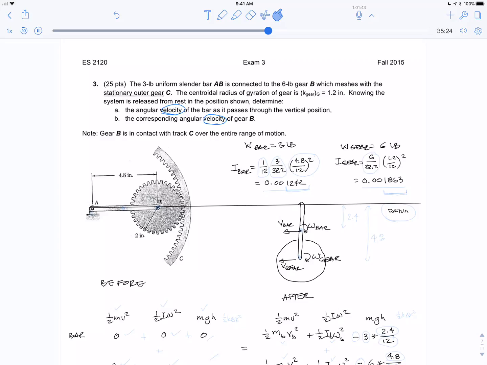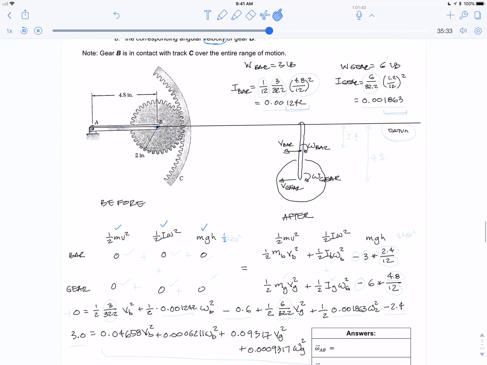And what it's going to involve is 1/2 mv squared, 1/2 I omega squared for kinetic energy, mgh, and, it doesn't have it in this problem, but if there was a spring, 1/2 k delta x squared. And you do these four things before and after, okay?